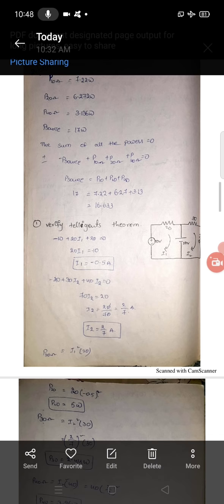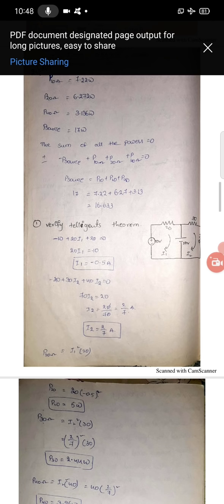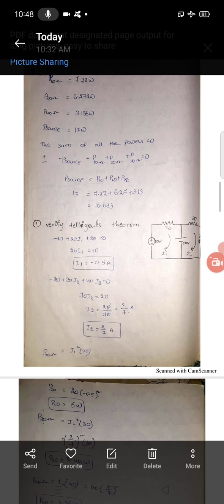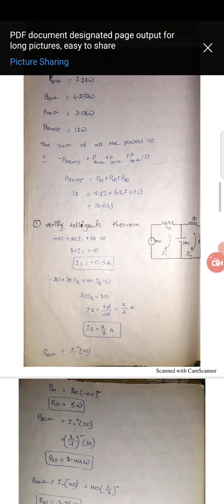Source power is equal to the sum of absorbed power, that is P10 plus P20 plus P40. So 17 equals 7.22 plus 6.27 plus 3.13, right? That is 16.633, approximately equal to 17. Yes, the source power, which is the delivered power, is equal to the absorbed power. Hence Tellegen's theorem is verified.